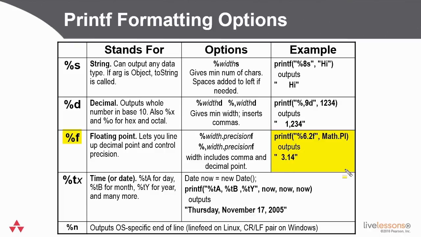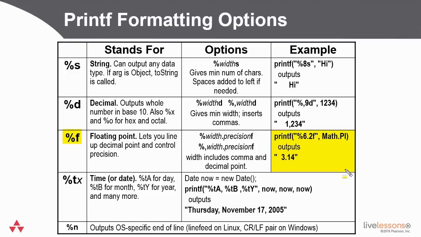%6.2f. That means I want 6 total places for the number. If the number takes less than 6 total places, pad it with spaces on the left-hand side. So the 6 means the total number of spaces. The dot means I want to show a decimal point. The 2 means I want to show 2 entries after the decimal point. So it's going to round it to the nearest 2 digits after the decimal point.